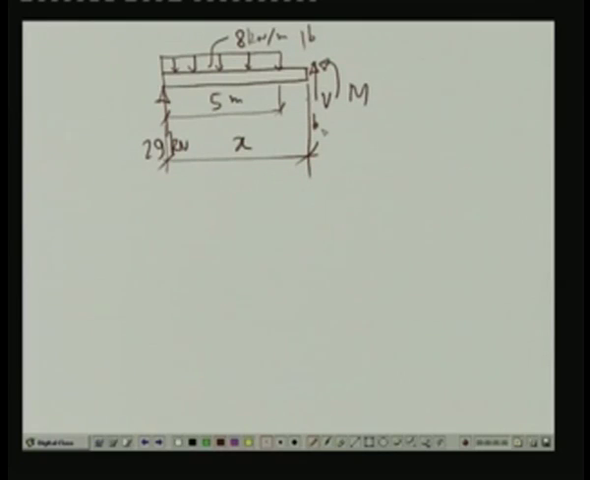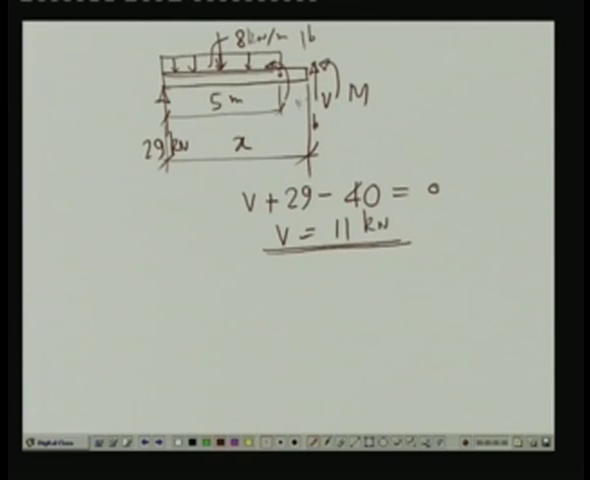Now, if we take the vertical equilibrium of all the forces, we have V plus 29, which is RA, minus, now here the whole loading acts, which is 8 kilonewton per meter over the length 5 meter, we have 40, and at this point mind that we have a concentrated moment which is 12 kilonewton meter. So, this is equal to 0. So, we get V as equal to 11 kilonewton. Now, you see that this is a constant quantity.